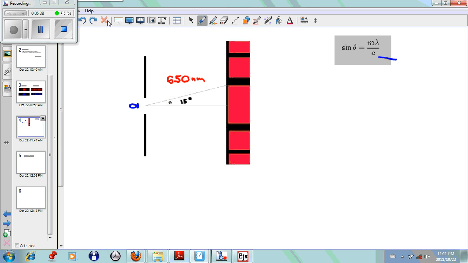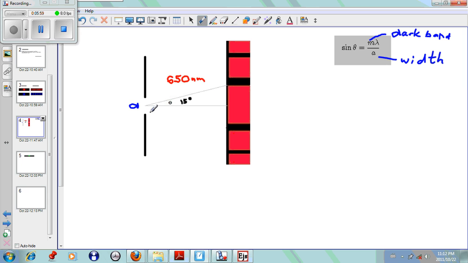Just fix that up properly. The width of the slit is A, and then you've got M, which has to do with the dark band. Now, what we mean by dark band, we're talking about whether the band is the first band or the second band. And then we've got lambda, which is the wavelength of the light.